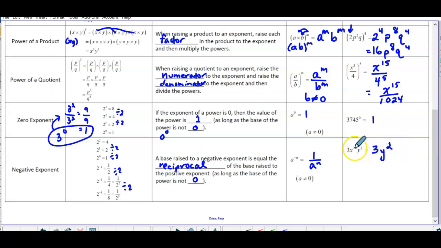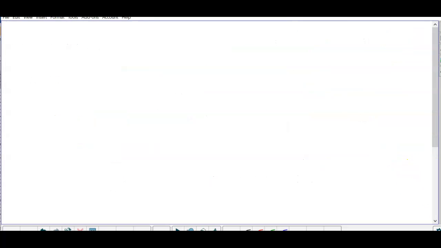But x to the negative 4, to make that a positive exponent, it has to flip, take the reciprocal. So flipping is a non-math word, reciprocal is a math word. So the x has to go to the denominator to make it a positive exponent, in this case positive 4. Okay, and that's it.